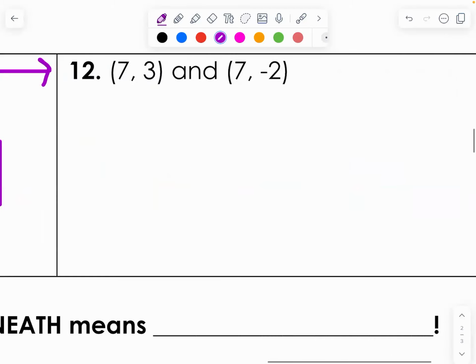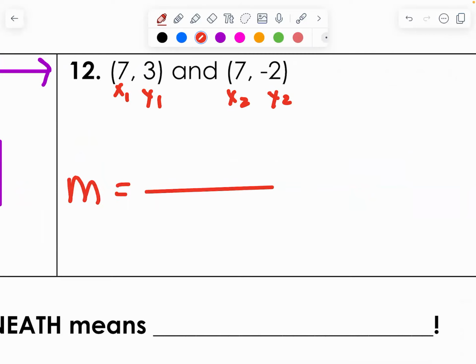All right, so now let's look at number 12. X1, Y1, X2, Y2. Reagan, what do we put in our numerator? Okay, Reagan says we need -2 minus 3. We good with that? Okay. Sophie, what do we need in our denominator? 7 minus 7.